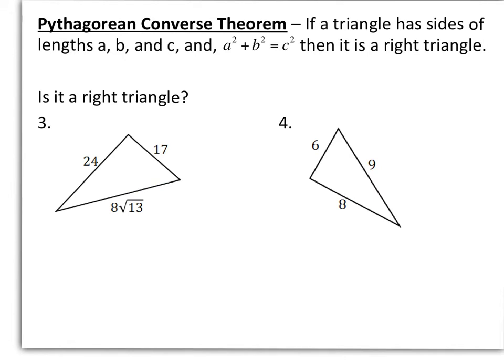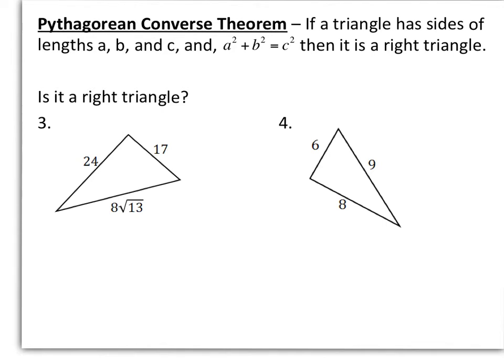The converse of the Pythagorean theorem says if a triangle has sides of lengths A, B, and C, and A squared plus B squared equals C squared, then it is a right triangle. So remember, the longest side is the hypotenuse opposite the right angle. So in numbers 3 and 4, we want to determine if our triangles are right triangles. So that means that the Pythagorean theorem would be true. So remember, we said it does not matter which side we call A and B for our legs, but it does matter that our hypotenuse would be C.